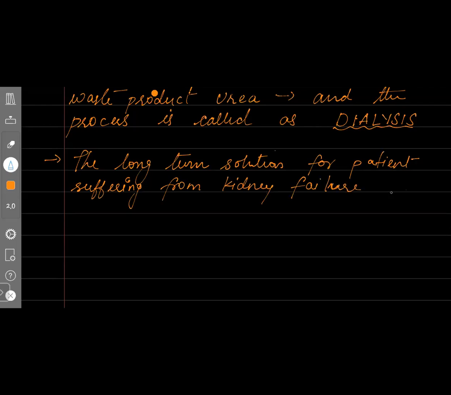kidney failure is a kidney transplant, a permanent solution. If the person is having kidney failure, what is the permanent solution? We have to do a kidney transplant. We have to take the kidney from one person and put it into another person. Kidney transplantation.